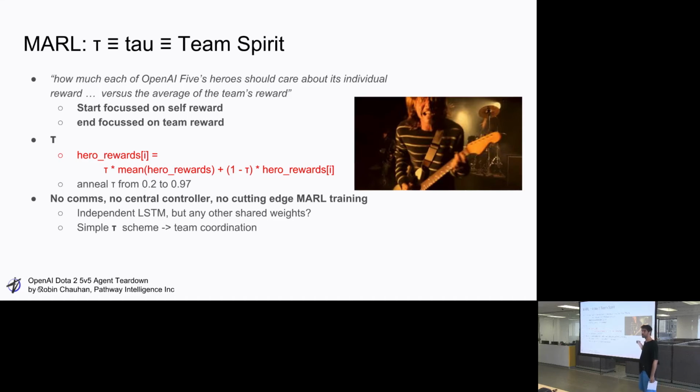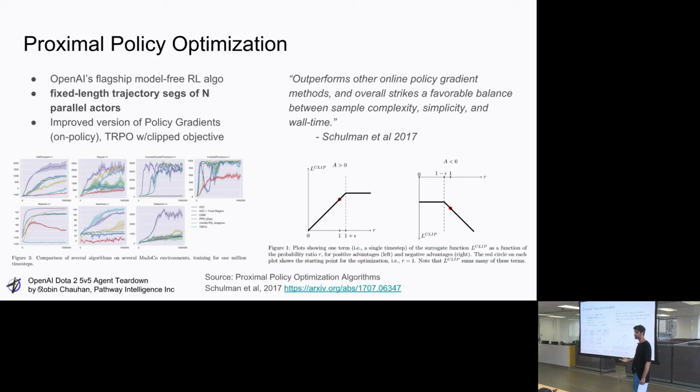So this is a really key component, the Tau, the team spirit. So basically, in the beginning, the Tau is set to make the agents selfish. They're trying to maximize their own reward. But as training progresses towards the end, they become more team spirited. They are focused more on the team reward. So they actually end up playing in a selfless way. It was trained with what's called PPO, Proximal Policy Optimization, which is kind of OpenAI's flagship model-free reinforcement learning algorithm that they came out with in a paper last year.